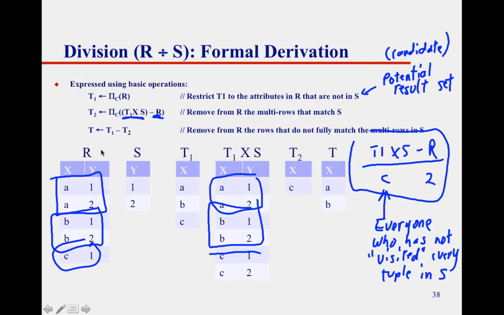So the final step is when we subtract T2 from T1. T2 is the set of people who do not make the cut. Therefore, when we subtract T2 from T1, T1 is the list of all possible candidates, T2 is the set of people who do not make the cut. Therefore, the result right here, T, is the set of people who do make the cut. So it's a three-step process.